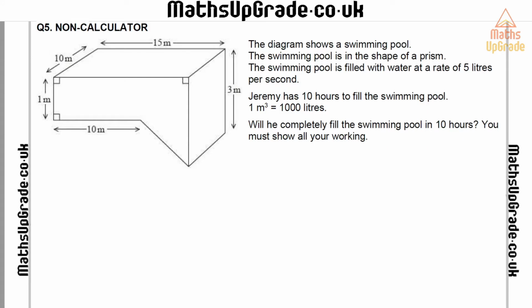Question 5. The diagram shows a swimming pool. I'm given the dimensions of the swimming pool on the diagram. Okay, you can see it's in the shape of a prism. So this front face here is the same cross section going all the way through the shape, so it's a prism, and that's important.